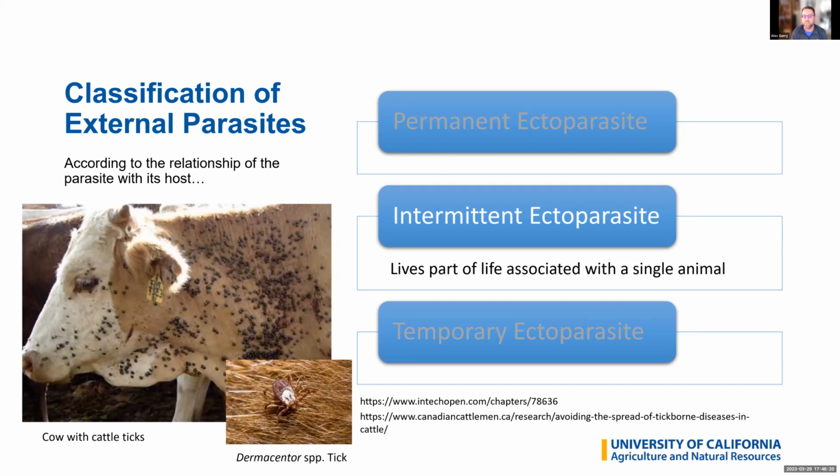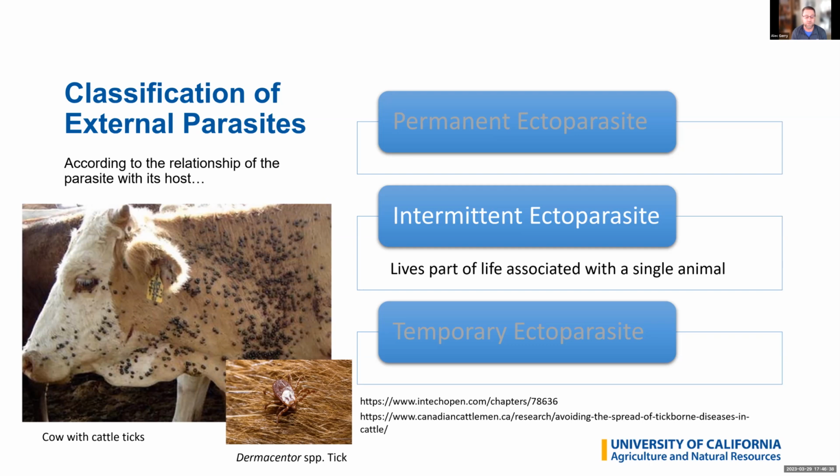The next grouping are called intermittent ectoparasites. So these are ectoparasites that live part of their life on a single animal and part of their life either on a different animal or off the animal altogether.